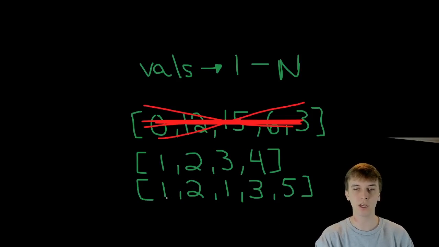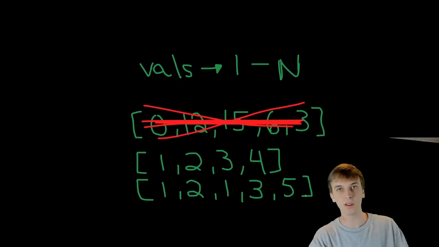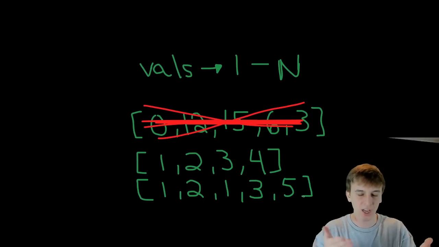This is also valid because the length of the array is 1, 2, 3, 4, 5, and it has values between 1 and 5. It doesn't have to be all the values between 1 and 5. The values in the array just have to be between the boundaries of 1 and 5. So there could be multiple 1s, multiple 2s, multiple 3s, whatever. It just has to be between 1 and the length of the array. Okay, we get it.